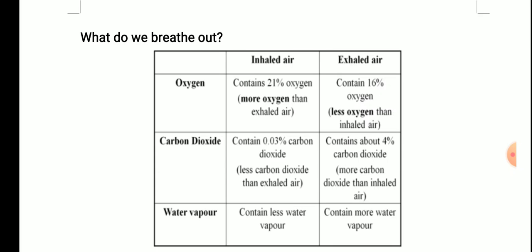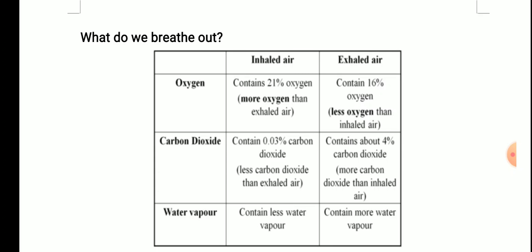Carbon dioxide in inhaled air is 0.03%. Only 0.03% carbon dioxide is present. That is less carbon dioxide than exhaled air, whereas the exhaled air contains about 4% carbon dioxide. It is more carbon dioxide than inhaled air.